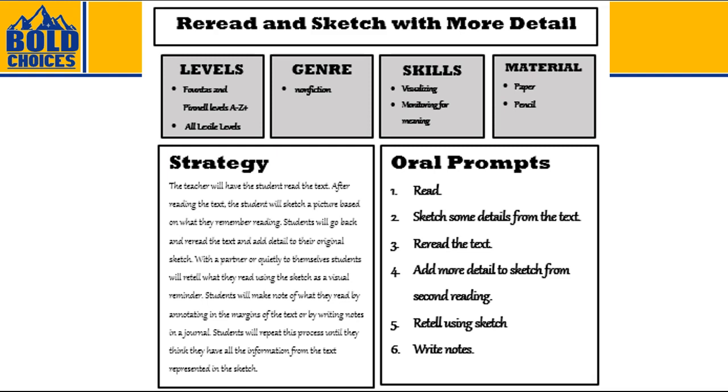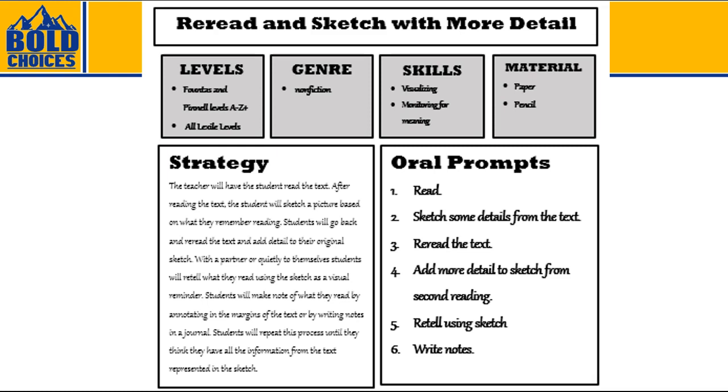In this strategy, students will read some text and then sketch details from that text, and then go back and reread that text, and that's probably the most important part of this strategy. It's a time to look at what did we capture from that first read, what new details are we seeing, what new meaning have we discovered, so that we can go back and make our sketching reflect that.